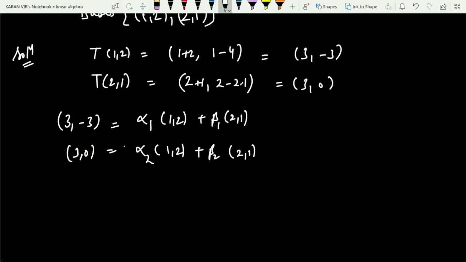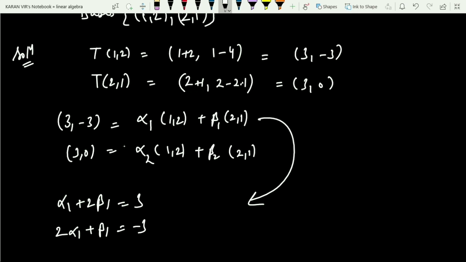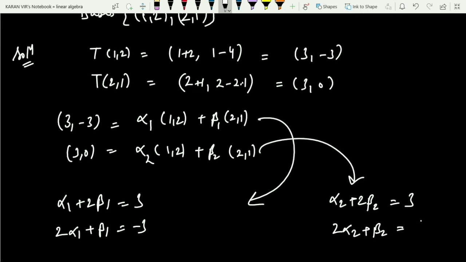So guys, again it is very easy, but you can even form the system of linear equations and calculate. So first, if we find alpha 1 and beta 1 from here, this will be alpha 1 plus 2 beta 1 is equal to 3, and 2 alpha 1 plus beta 1 is equal to minus 3, correct. And the system corresponding to this will be alpha 2 plus 2 beta 2 is equal to 3, and 2 alpha 2 plus beta 2 is equal to 0.